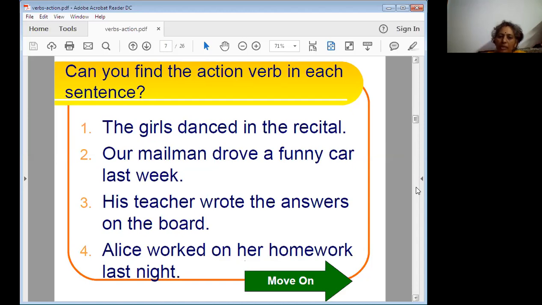So in the first sentence, danced, past tense of dance. Second sentence, drove, drive, drove. His teacher wrote, write, wrote. Alice worked, work, worked. All these four are action verbs.